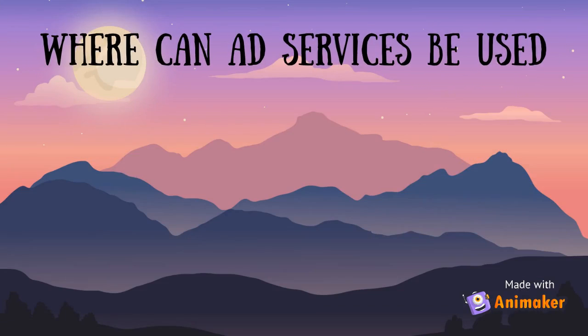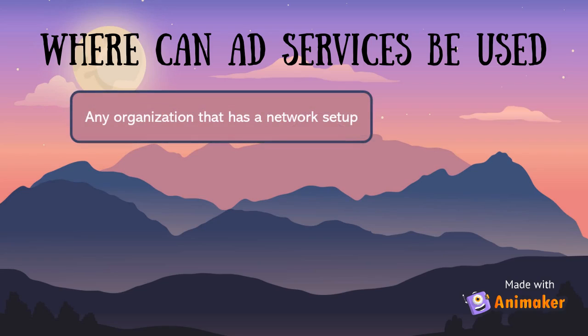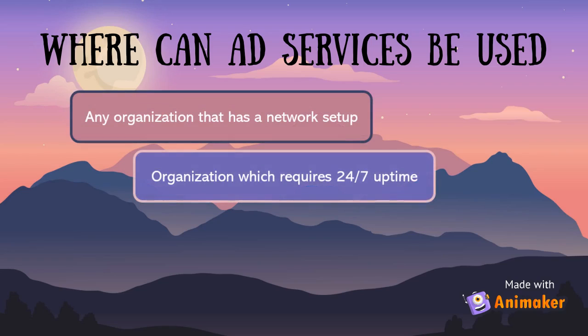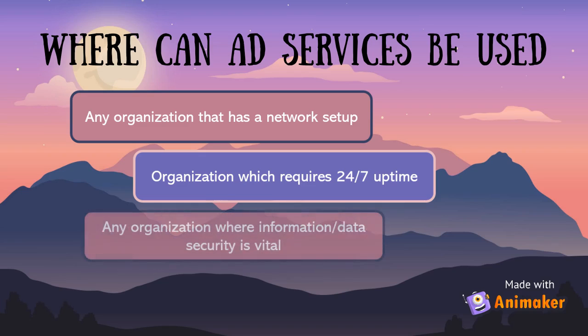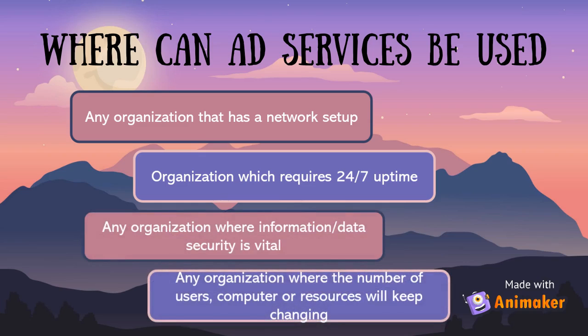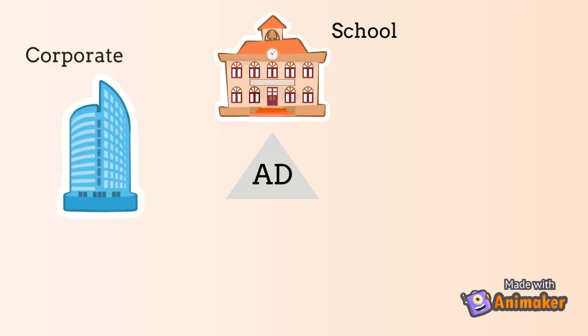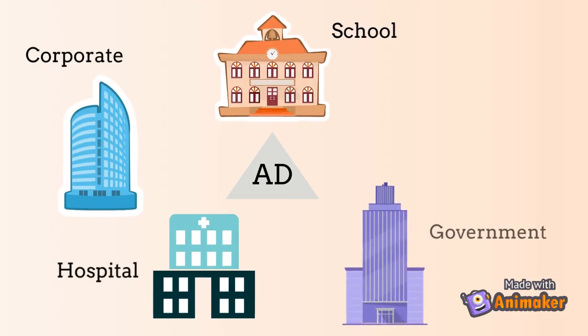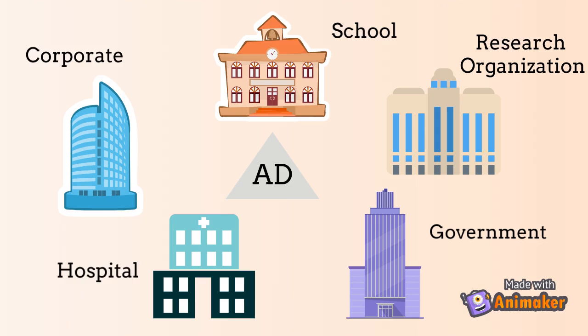Where can you use Active Directory service? Active Directory services are used for any organization that has a network setup that requires 24/7 uptime. Next, organizations that have vital information or data security, and organizations where the number of users, computers, or resources will keep changing also use Active Directory services. Moreover, Active Directory services are also used in schools, corporates, hospitals, governments, and research organizations.